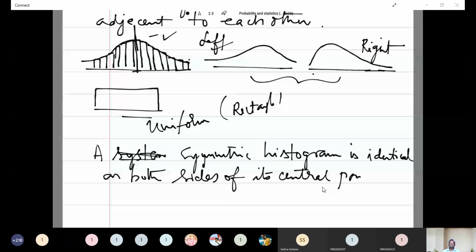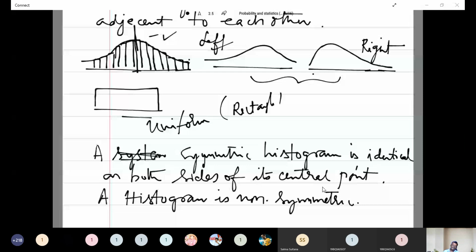On both sides of its central point. And a histogram is non-symmetric. These two are non-symmetric. A histogram is non-symmetric. That is asymmetric. Non-symmetric means asymmetric.